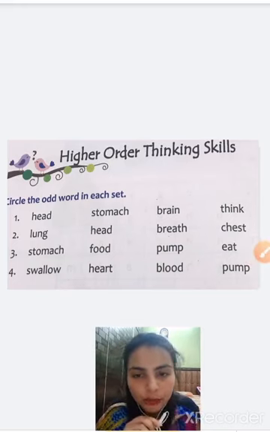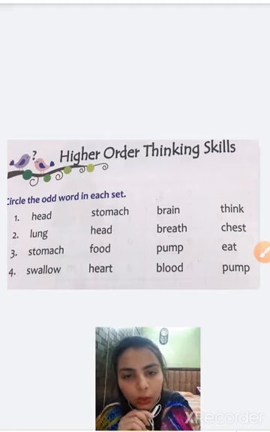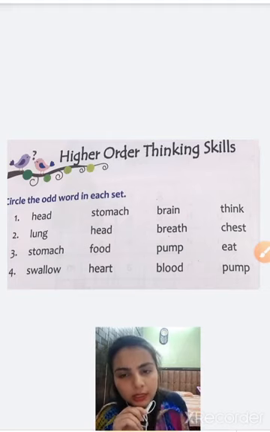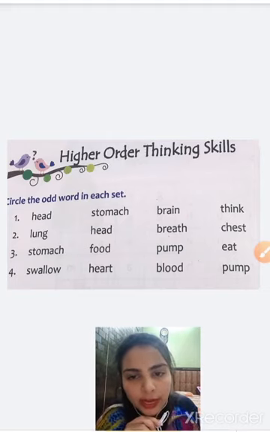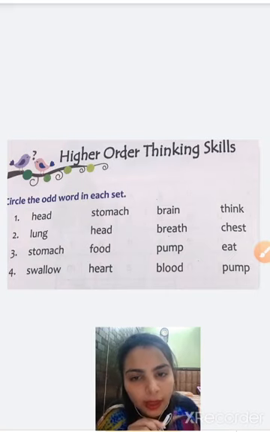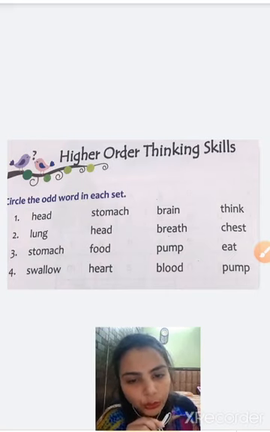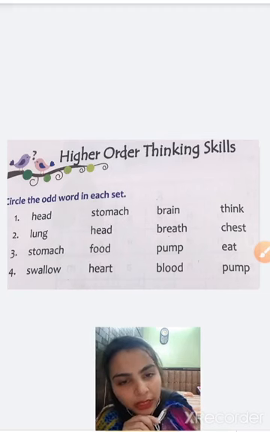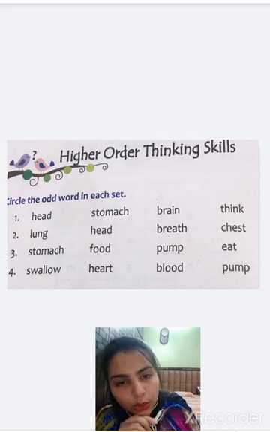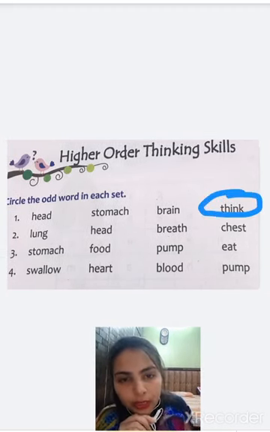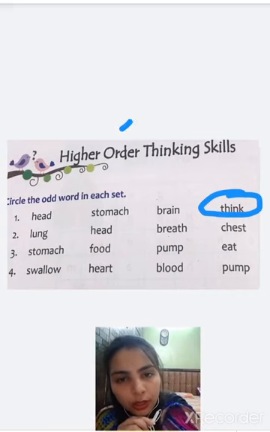Now below this there is the last question, which is of higher order thinking skills. In this question you have to circle the odd word in each set. I am going to show you. First is head, stomach, brain, think. Head, stomach and brain are your internal organs, but think is not. So think is different. This is your homework.